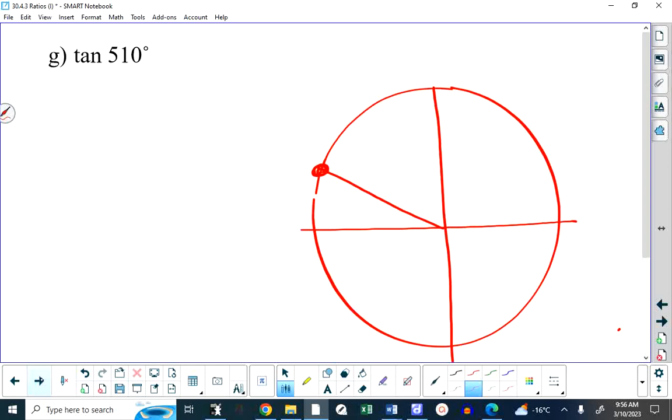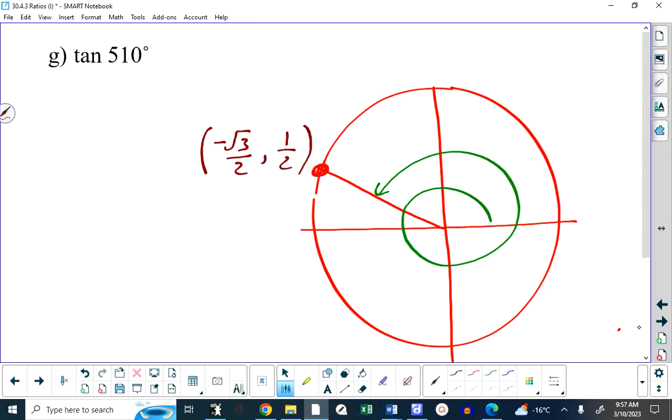Watch very carefully and listen to what I'm saying. This angle is 150. This angle is 510. It's the same location, different rotation. I really hope that you are getting really good at picking out those coordinates. This is an oddball position on the unit circle. We're dealing with root 3 over 2's and 1/2. Looking at it, I can see that y is 1/2, x is the root 3 over 2, and of course x is negative. Tangent is y over x.